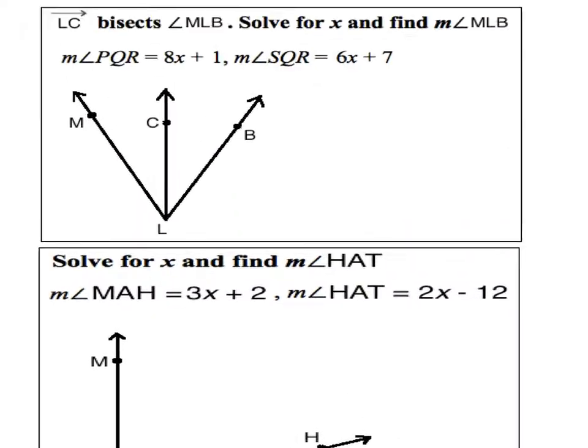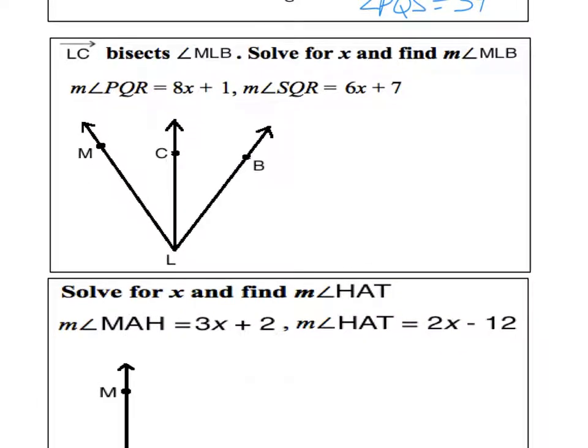All right, let's go through one more example here. The reason I go through this example is because there are some mix-ups on it, so you're going to have to change this in your notes. This should be right here. We're going to color this guy out, and we're going to color this guy out. This should be angle MLC, and this should be angle BLC.